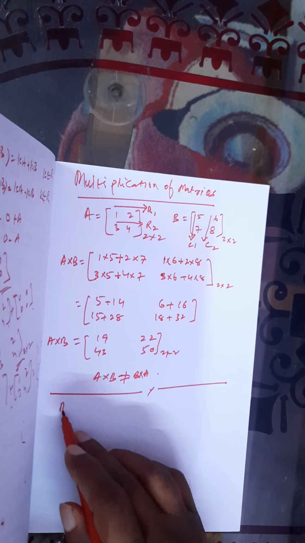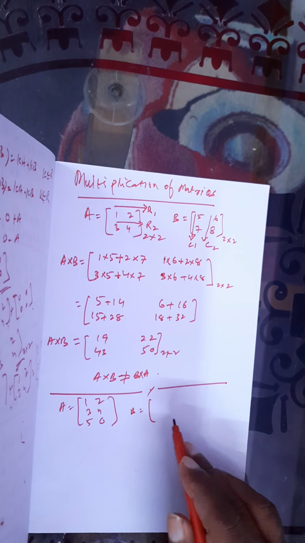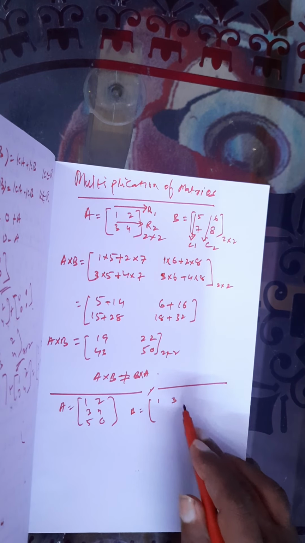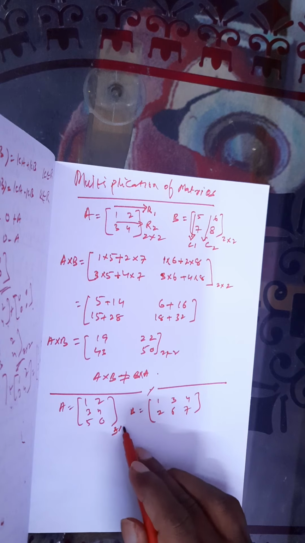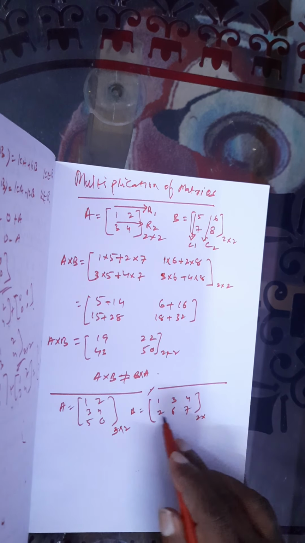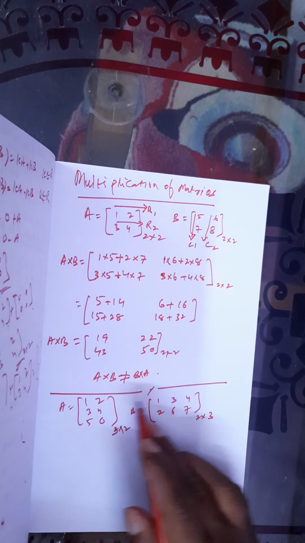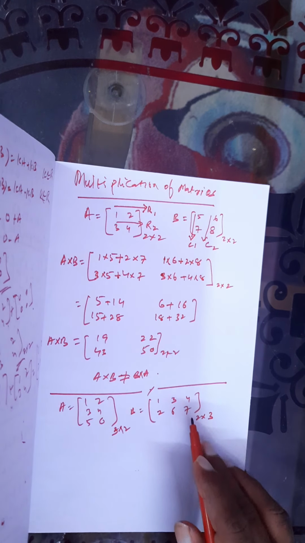Now the second one: 1, 2, 3, 4, 5, 6, and 7, 8, 9, 10, 11, 12. Here, see, 3 rows and 2 columns. Here, 2 rows and 3 columns. Now see this: take the first row, multiply with this, yes, possible. Take this row and again it is possible.